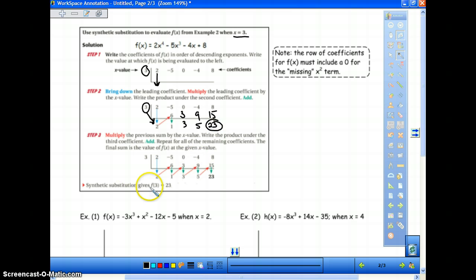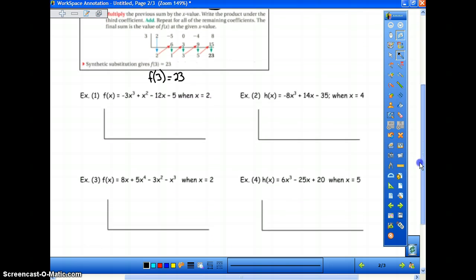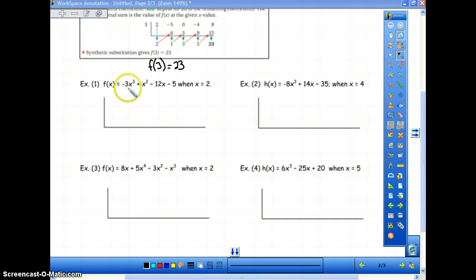And you can see all the work is done below what I just put up here. So f of 3, and remember, this just means f of whatever value of x they're giving you, which is 3. That's where we got the 3 from. That's what this notation means. f of x when x is equal to 3 equals 23. So let's do a couple of examples below, and then you'll do two on your own. So let's go through this.